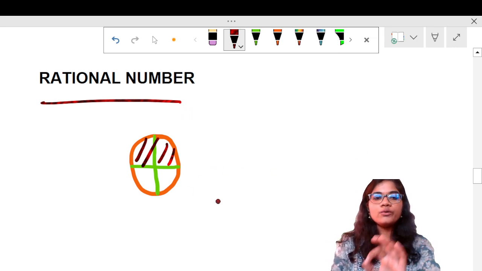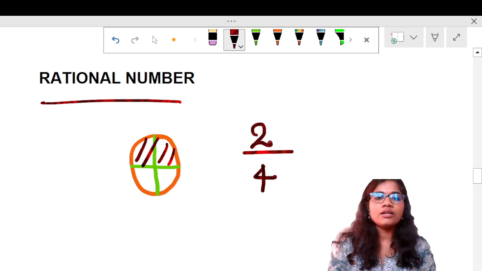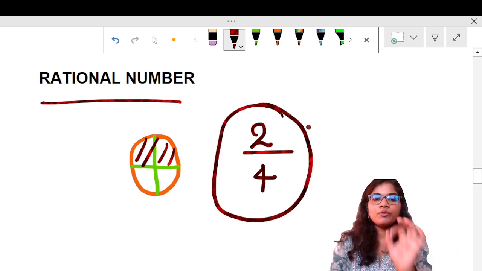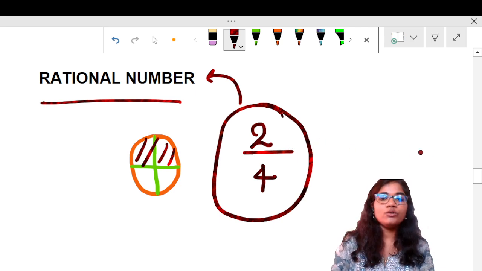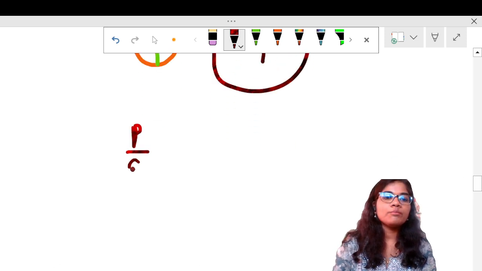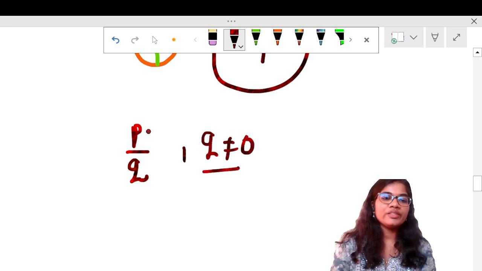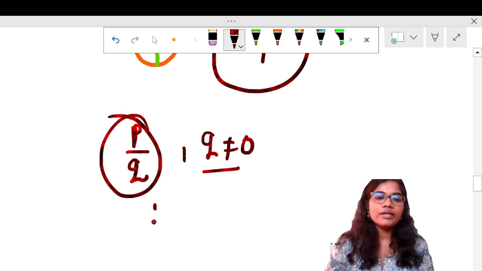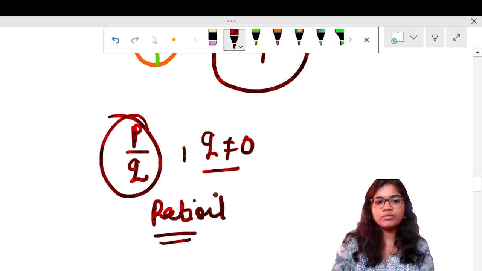Okay, so how are we going to represent this? There were a total of 4 slices, and out of 4 slices, you ate only 2 slices. So this 2 upon 4 is called a rational number. All right. So when any number is written in the P upon Q form, where Q is not equal to 0, that number is called a rational number.